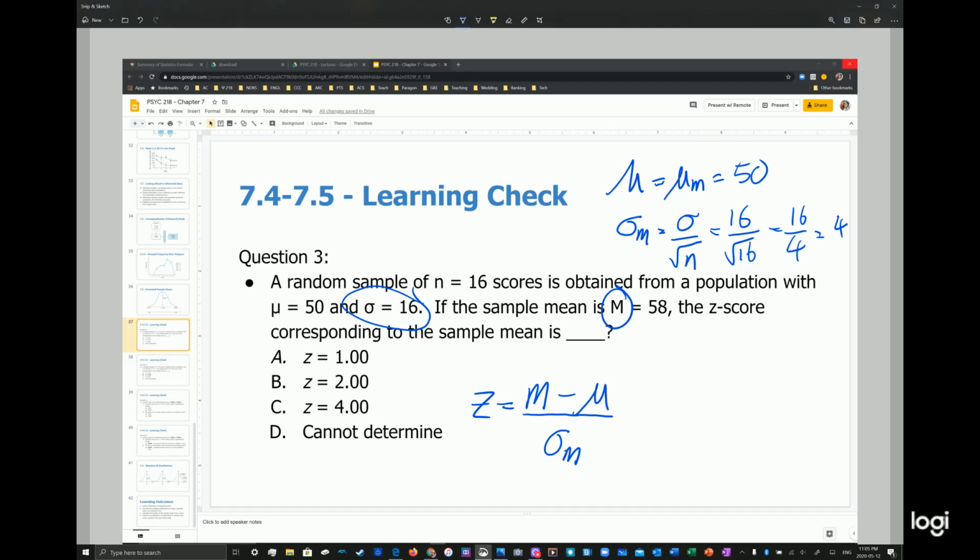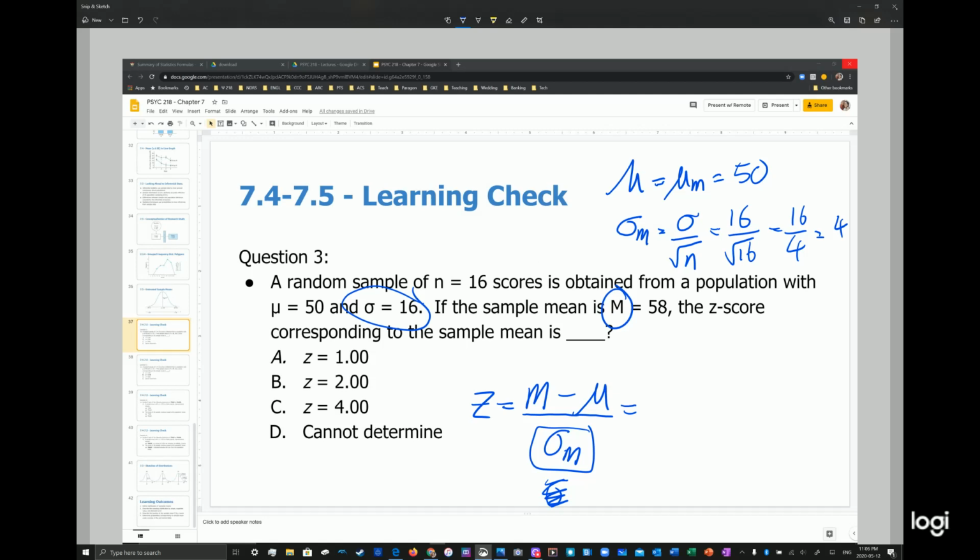So you would not put the population standard deviation in the denominator. No, because that's not the distribution we're working with. We're working with the sampling distribution. Therefore, we put in the standard deviation of the sampling distribution.